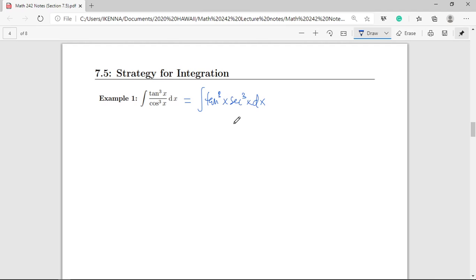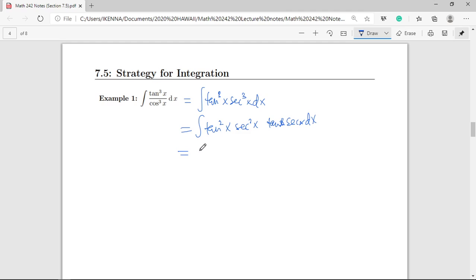x dx. And now the integral is of the form tangent to the power of m secant to the power of n, where these powers are odd. So we can keep one tangent and one secant and apply the thing we learned in section 7.3. So doing that, I'm going to keep one tangent, so I'll have tangent squared, keep one secant, so I have secant squared, then I have tan x sec x dx. And why are we keeping one? Because we want to write everything in terms of secant and then make a u sub.